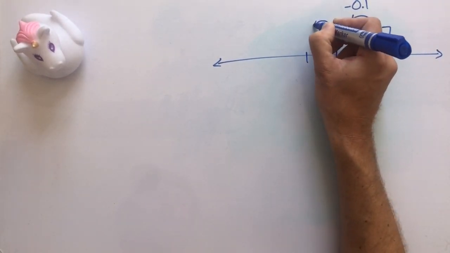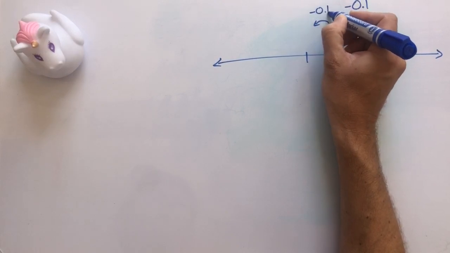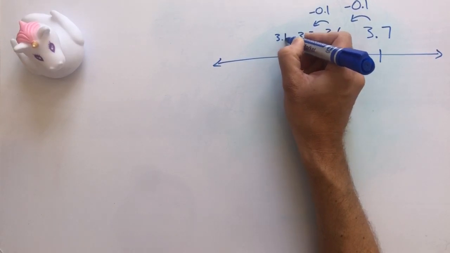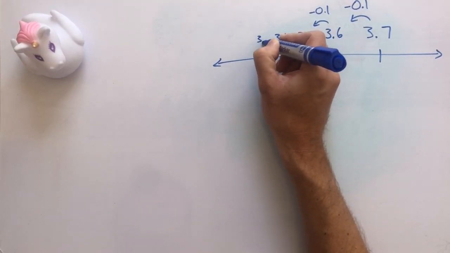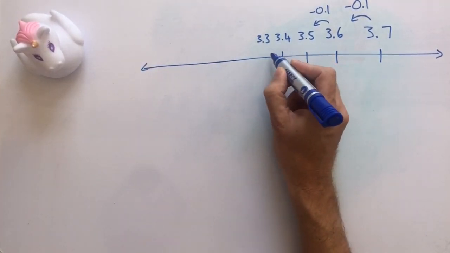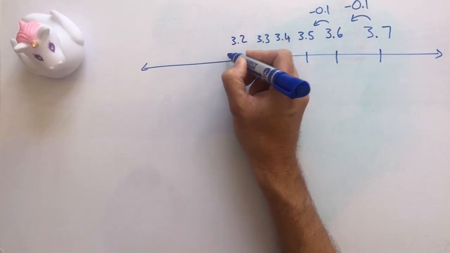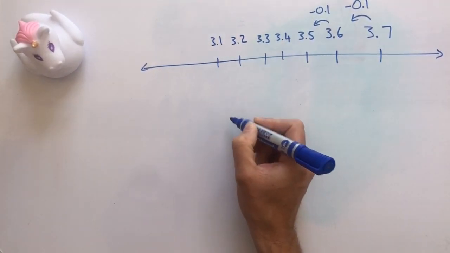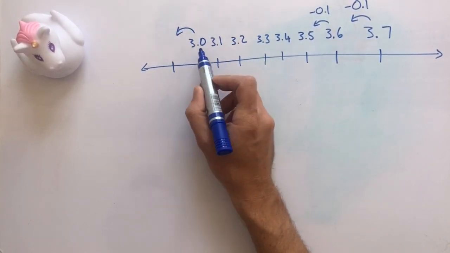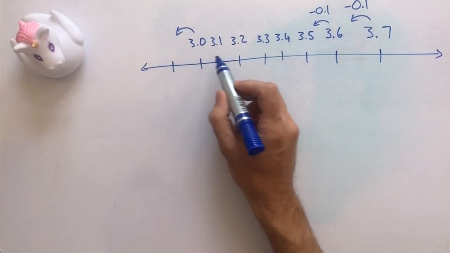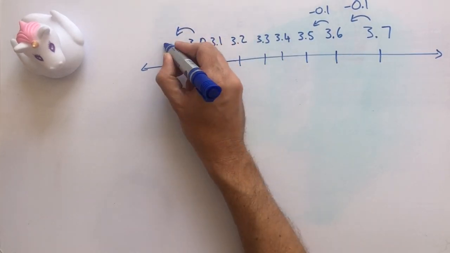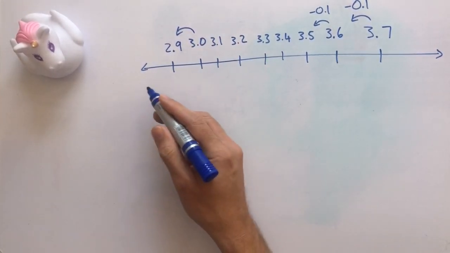And it's going to do the same thing if I go back more. So 3.5 and 3.4 and 3.3. I'm writing smaller and smaller. And 3.2 and 3.1 and then 3.0. And what's going to happen if I take away another 0.1? So it's the same as 31, 30, it would be 29. So it would be 2.9.